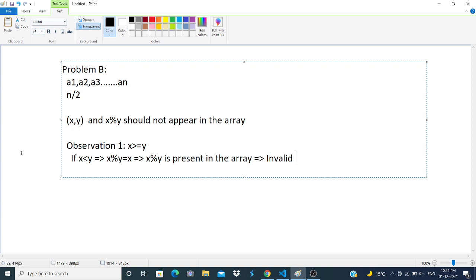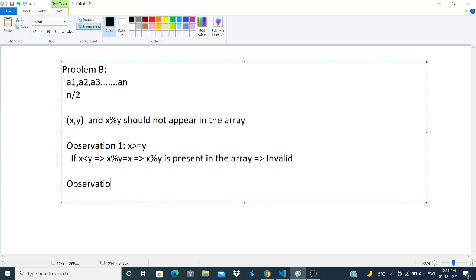So that's why, in an ideal case, any pair which will be a part of our answer will always have x and y such that x will be greater than or equal to y, right? Okay. So the next observation, so this was the first observation.